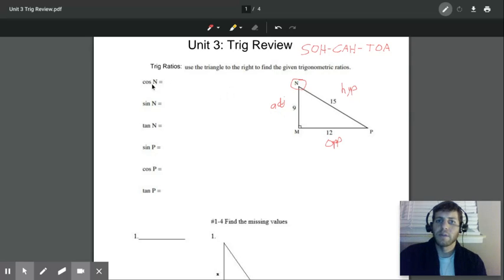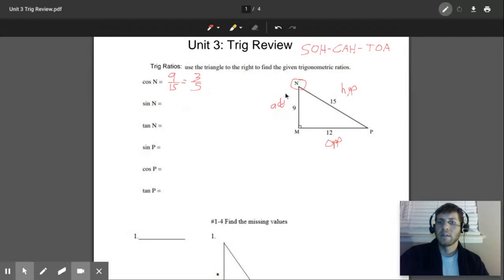Okay, and then we can fill in our ratios here. So cosine of n, cosine is adjacent over hypotenuse, so that's 9 over 15. If we want to reduce that, both of those are divisible by 3. So that's going to be 3 over 5, 9 divided by 3 and 15 divided by 3.